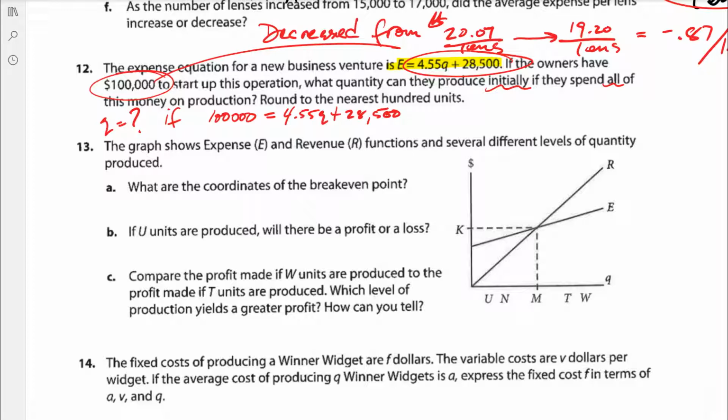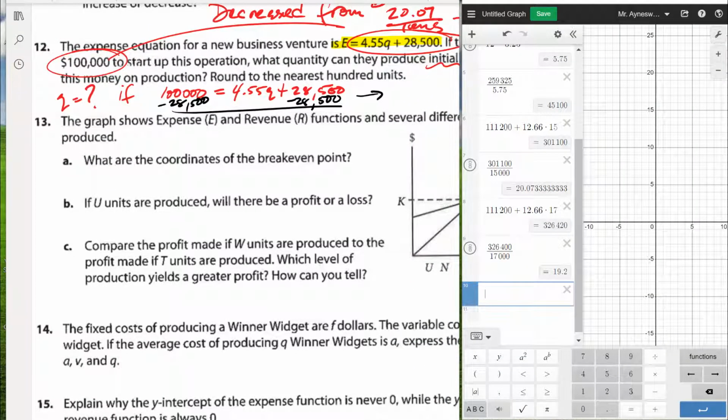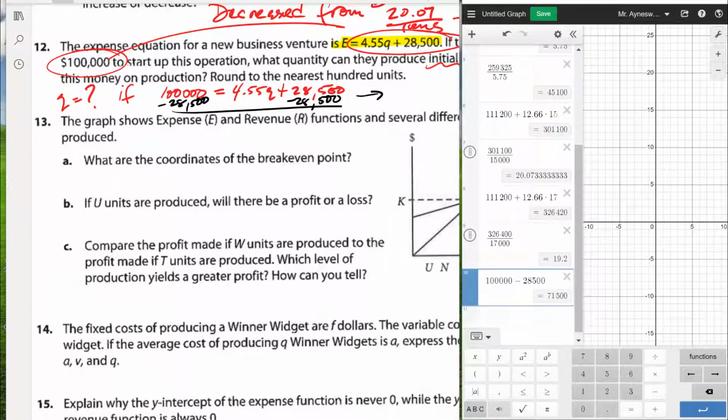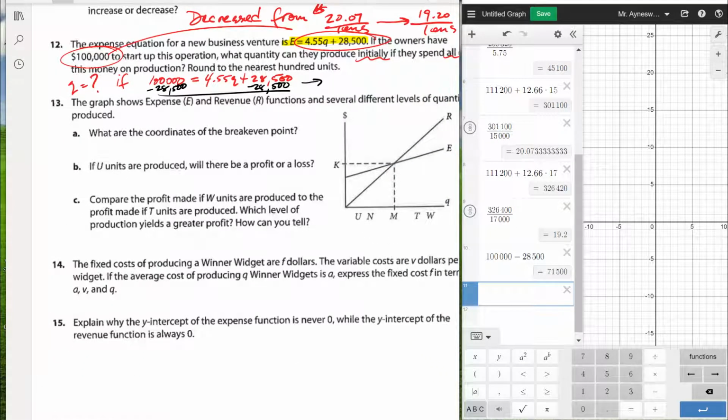We got to subtract 28,500 on both sides. Just do a little simple arithmetic here. You got to figure this out, and if you can't figure it out in your head, no big deal. So just enter in 100,000, subtract 28,500, and you get 71,500. So we get 71,500, and that's going to be equal to 4.55 Q.